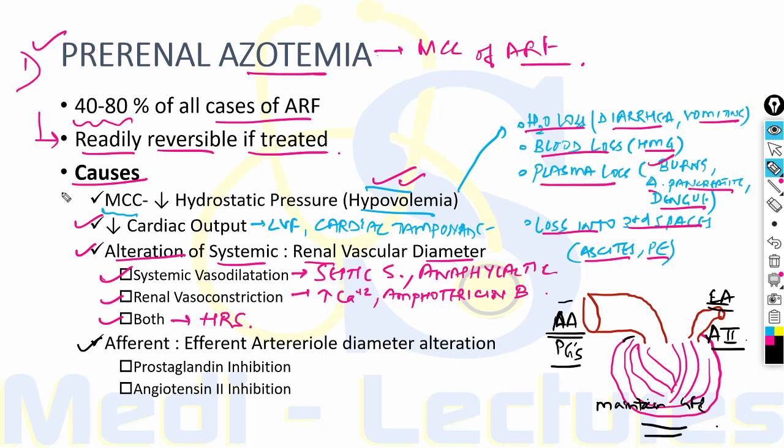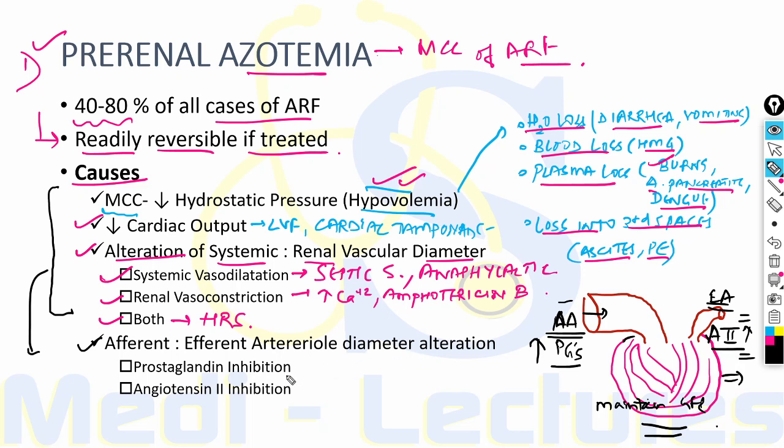Now, if there is any cause of hypovolemia, like decreased hydrostatic pressure or decreased cardiac output, meaning there can be any true or effective arterial hypovolemia, there is activation of neural and humoral responses. This leads to increased renin-angiotensin system, increased ADH, and increased sympathetic nervous system activity. This leads to an increase in prostaglandins, which leads to afferent arteriole dilatation, and an increase in angiotensin II due to RAS activity. This will lead to constriction of the efferent arteriole, and this will maintain the GFR.